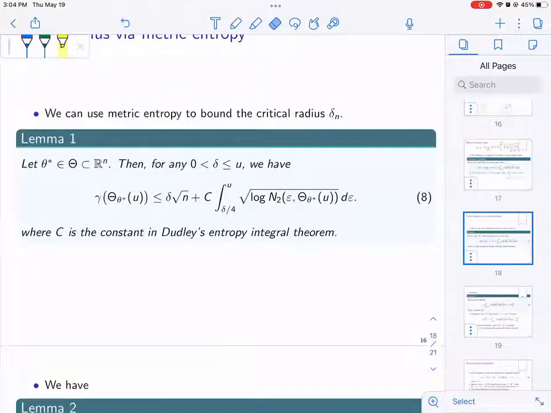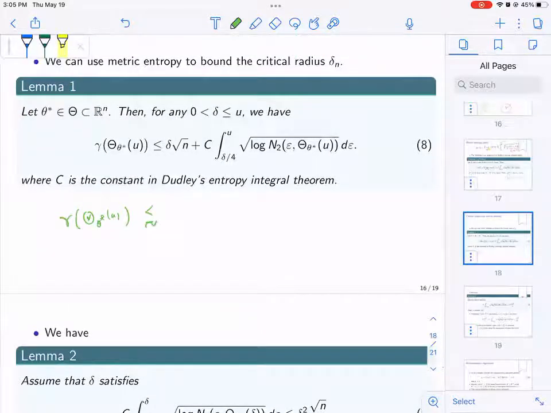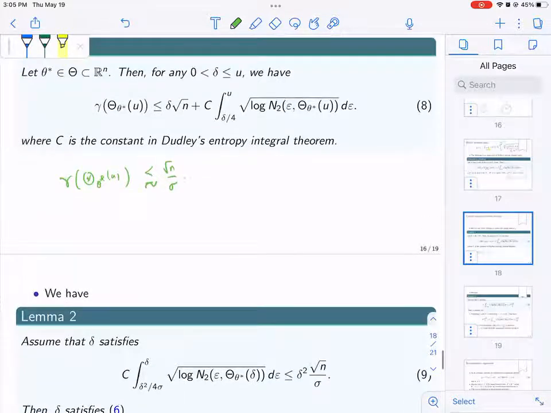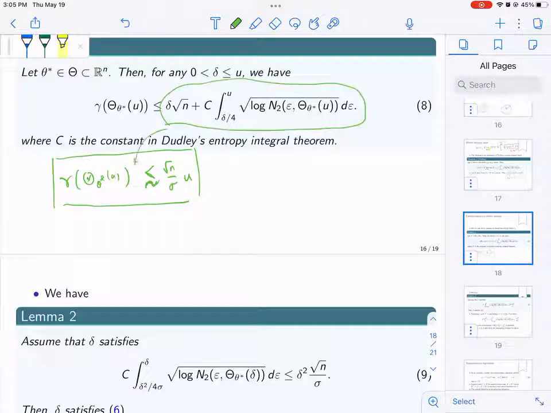What I want to do is solve the critical inequality, which is gamma theta star u less than or equal to, there was like a constant here. I'm going to ignore the constant, root n over sigma times u. That's basically the critical inequality. The idea is that I can use this upper bound, just plug it in here instead and solve for that.